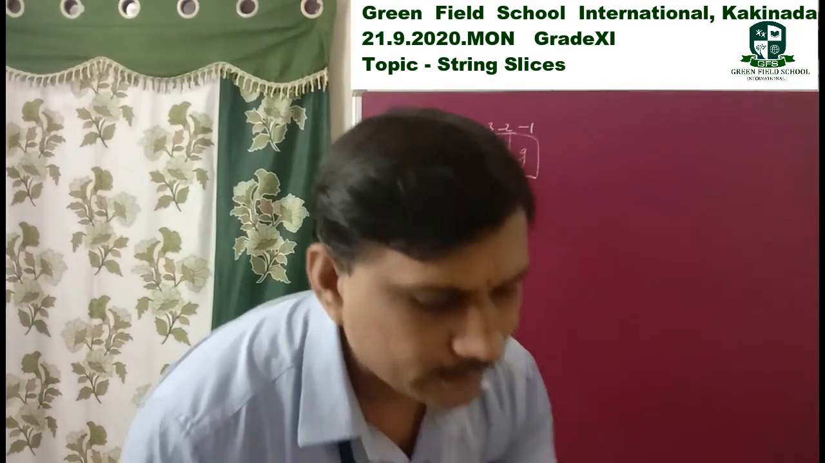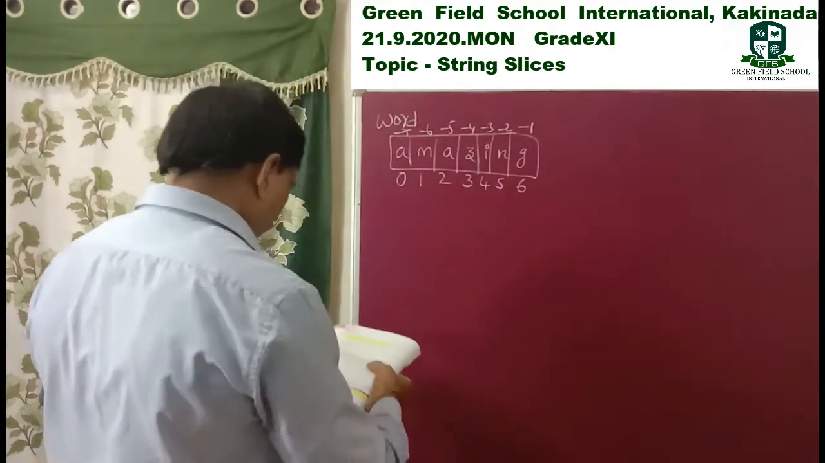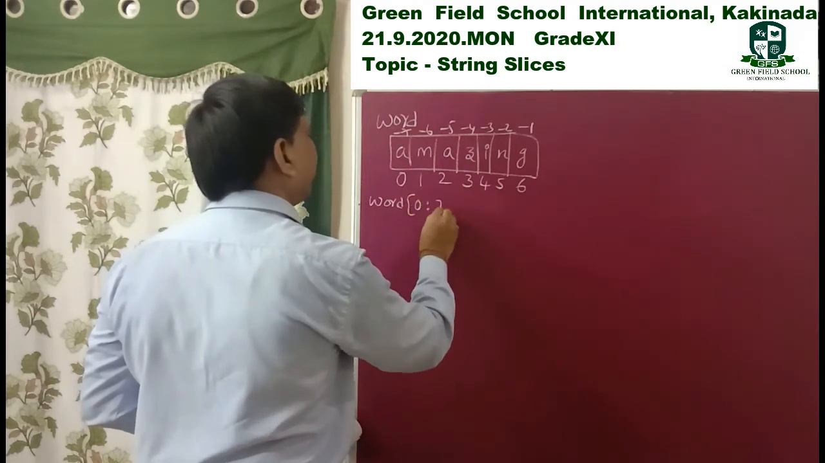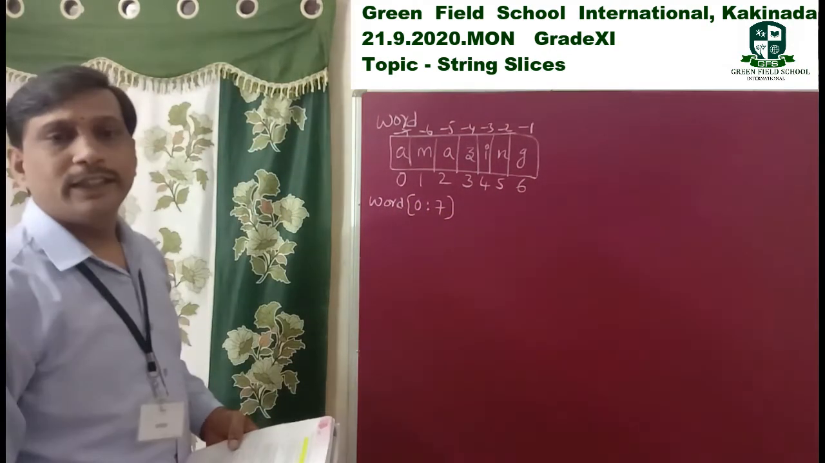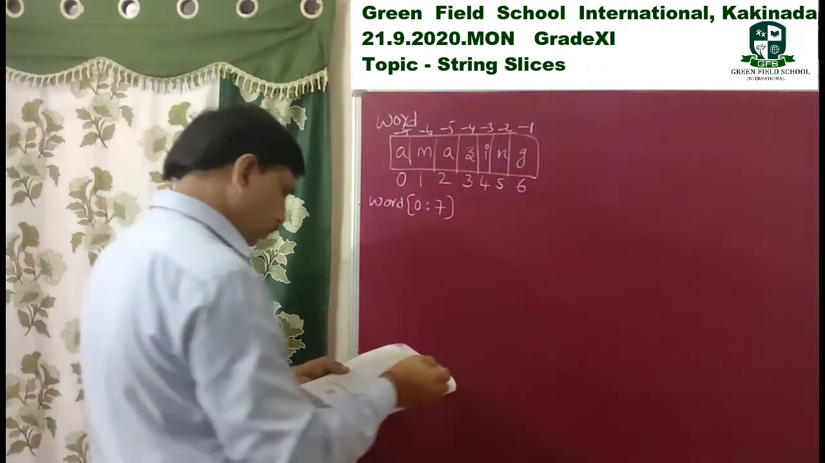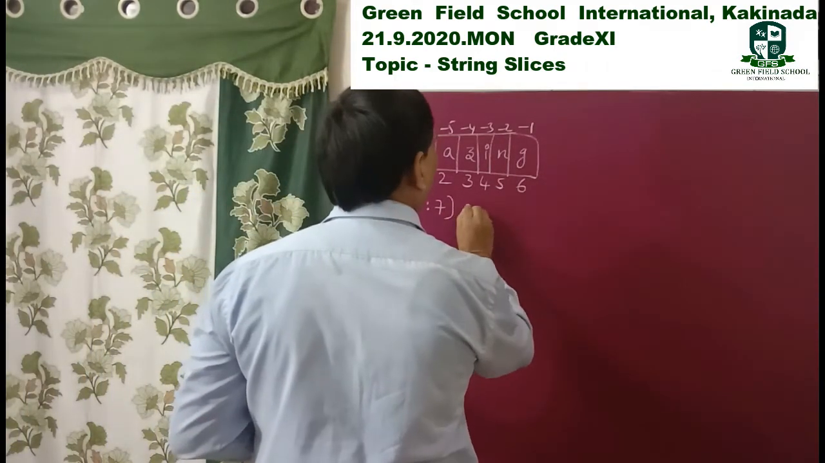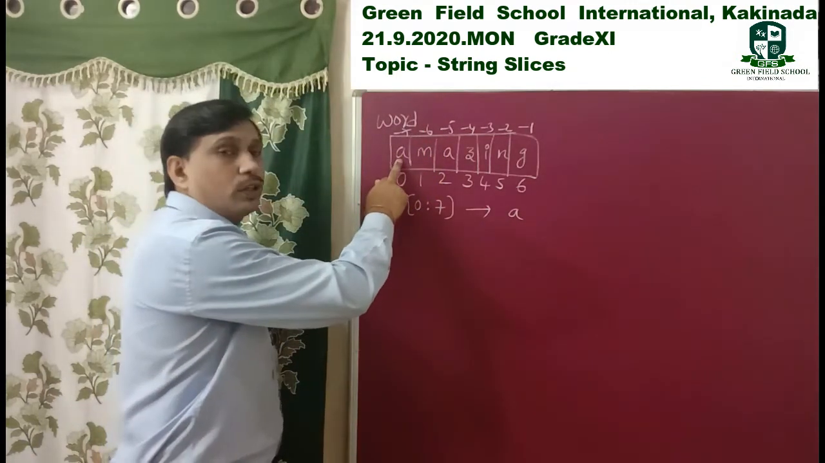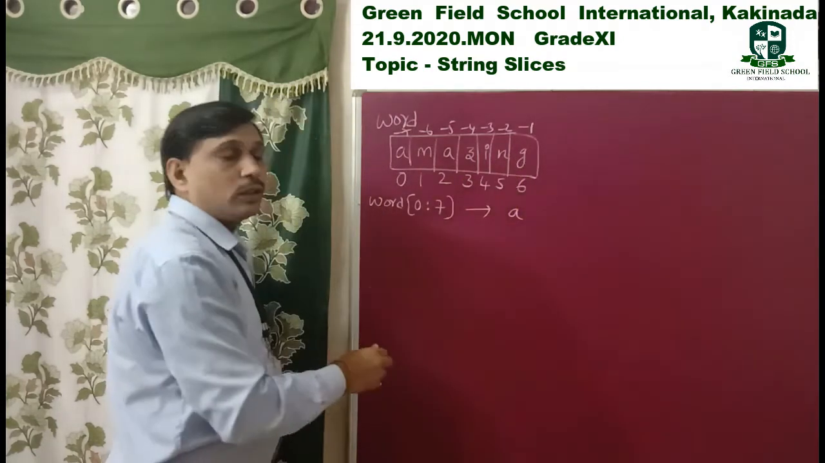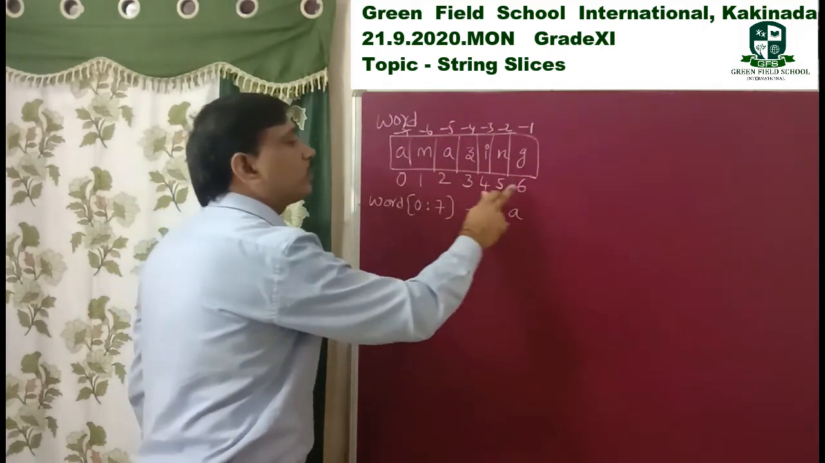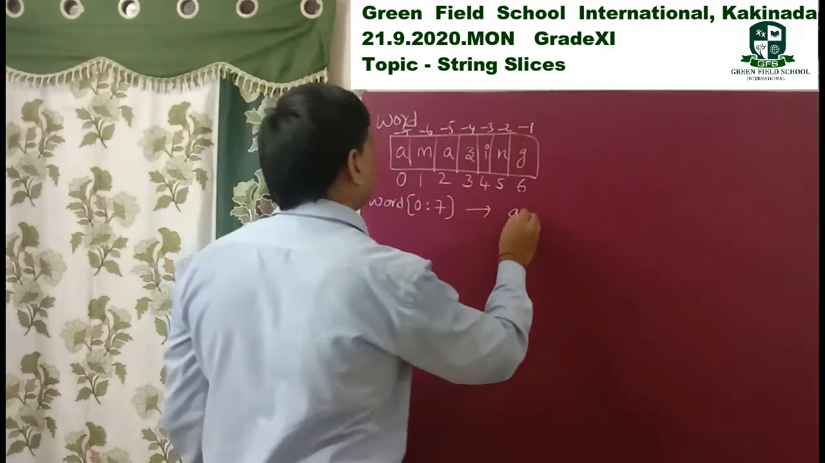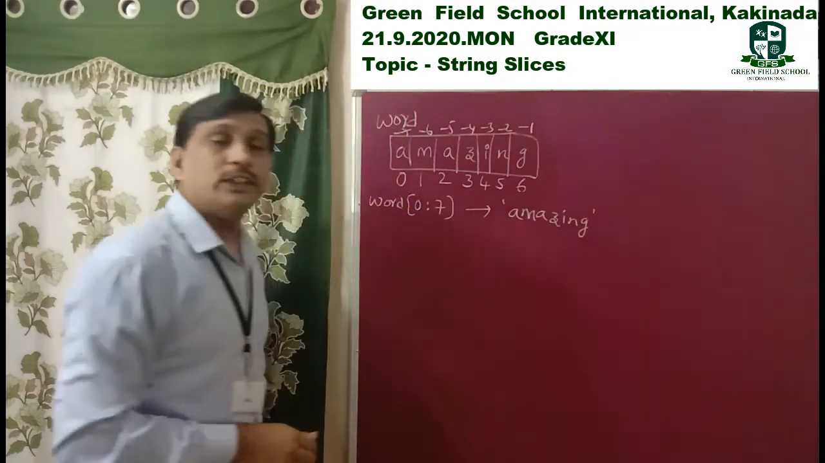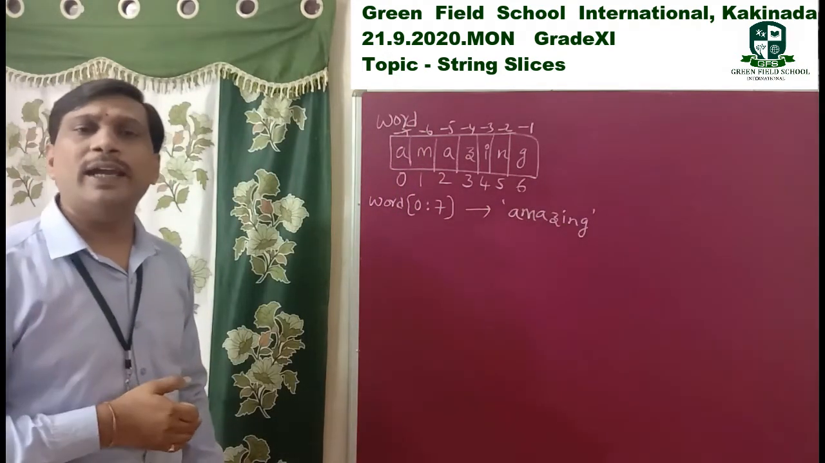Yes, I consider here the example word of 0 to 7. Here I am not writing any incrementation. That's why here the output is amazing. It returns one string, starting from 0 to 7. 7 means 7 minus 1, 6. So 0 to 6 it considers. That's why here it displays A-M-A-Z-I-N-G. So this one is one string. A substring is also a string.